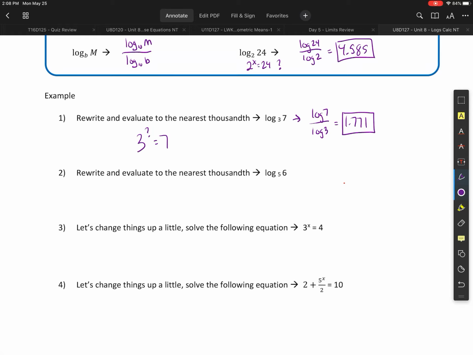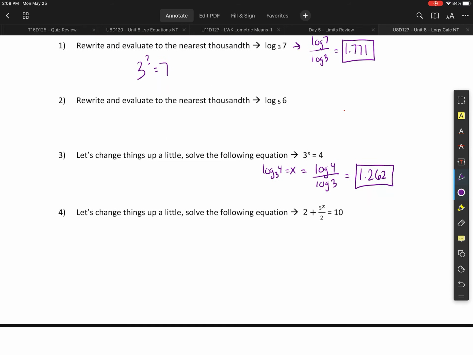Skipping to problem 3, we have it in exponent form. If you cannot solve something in exponent form, we have to make it into log form. So this can become log base 3 of 4 equals x, which using our change of base property, log 4 divided by log 3 gives us, in this case, 1.262. And what do we do? Plug in, check, know for sure that your answer is correct. It's the best part of this unit. You can check everything.